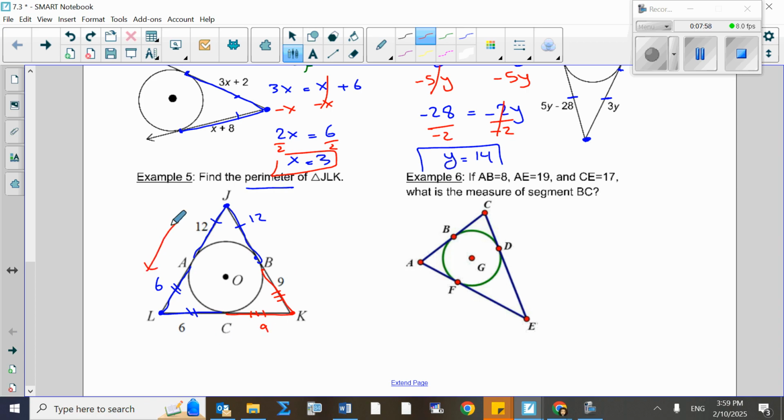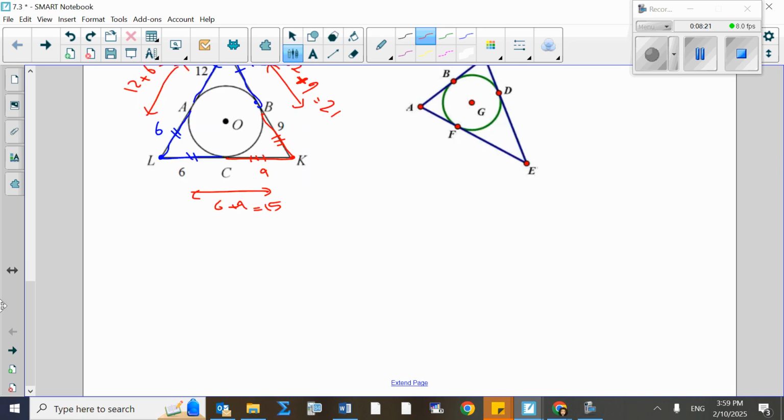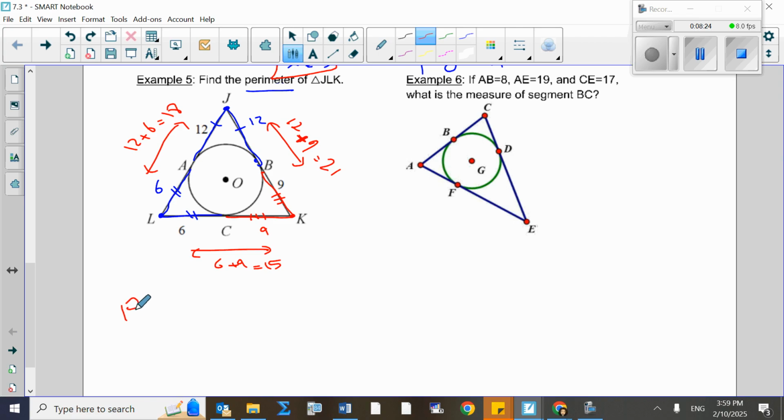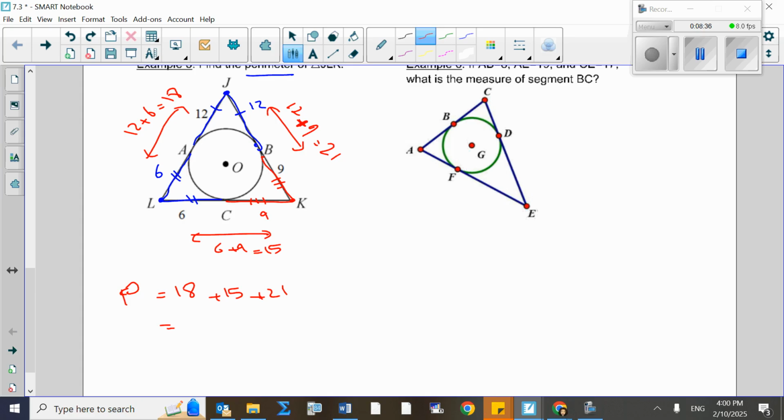So now I have the length of each side. This one will be 12 plus 6, that's 18. This one is 12 plus 9, that's 21. And here is 6 plus 9, that's 15. So the perimeter will be 18 plus 15 plus 21. Now, just add those values, and they're going to be equal to 54.